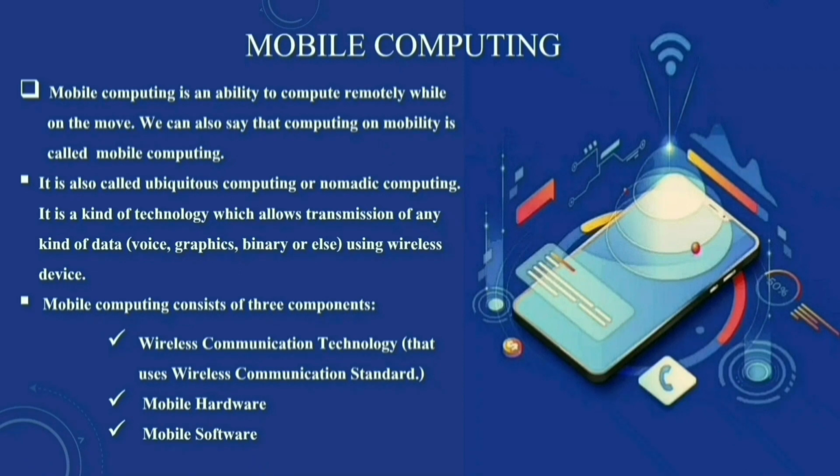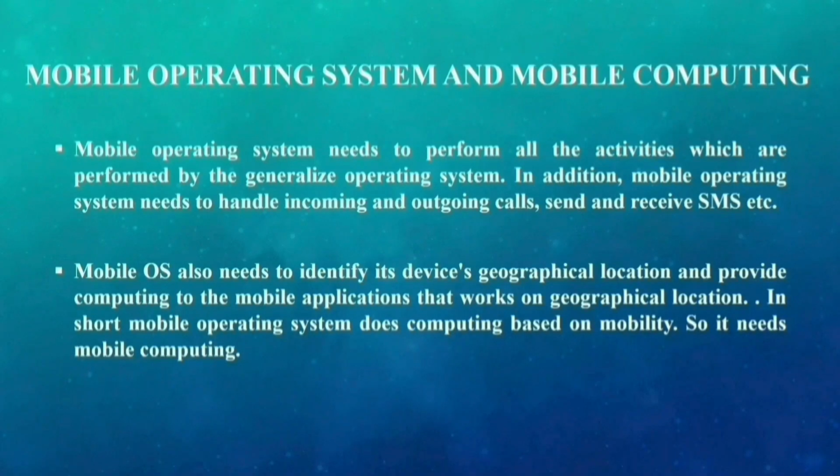It is also called ubiquitous computing. Ubiquitous here means found everywhere. Or nomadic computing. Nomadic means roaming about from place to place aimlessly, frequently, or without a fixed pattern of movement. Here, mobile computing is ubiquitous or nomadic computing. It is a kind of technology which allows transmission of any kind of data, such as voice, graphics, binary, or else using a wireless device. Mobile computing consists of three components: wireless communication technology that uses wireless communication standards, mobile hardware and mobile software.